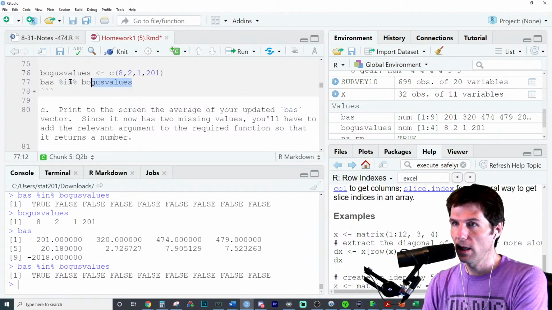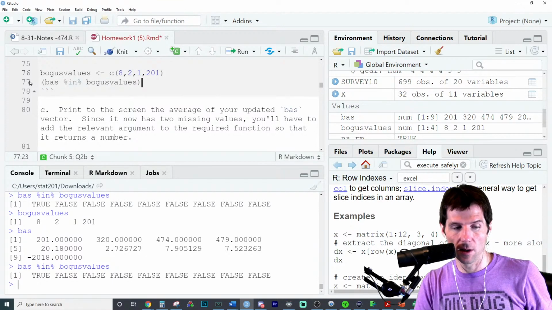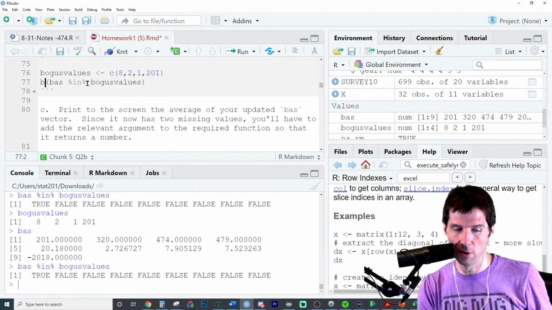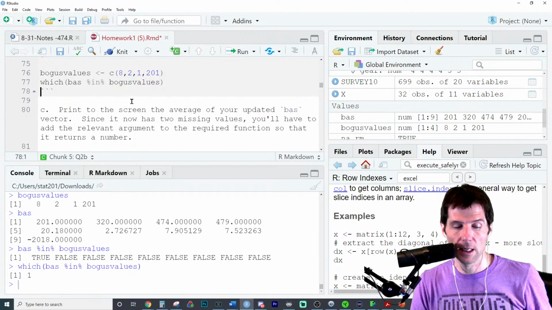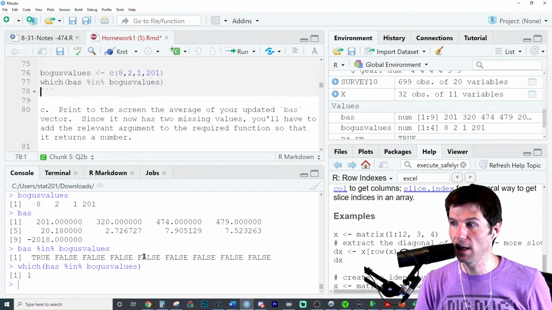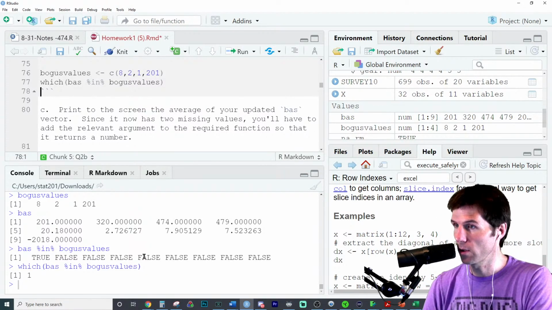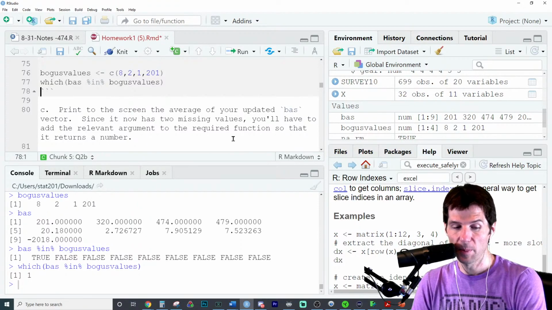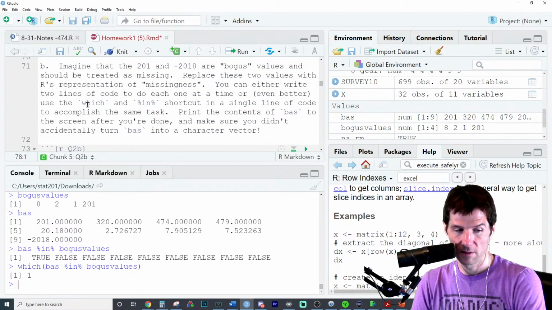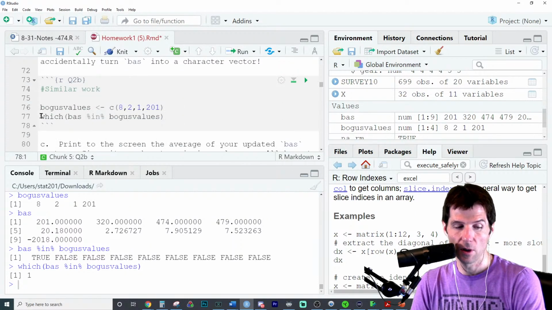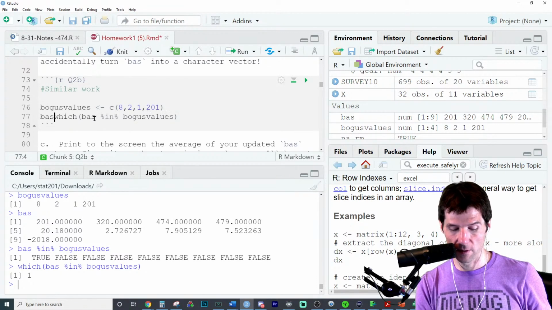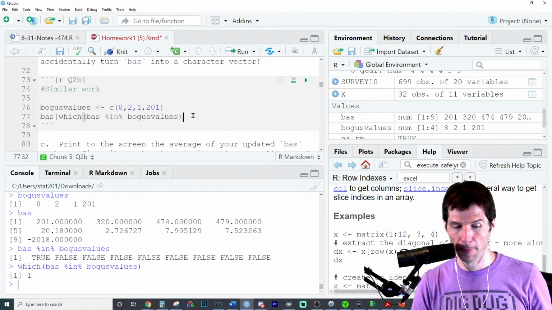So now that we have this right here, let's turn this into a which, which is going to tell us the position of the thing in the BAS vector that is a bogus value. So now that we have the position of it, imagine that we're trying to replace the two values. Now we need to go here to the BAS vector.